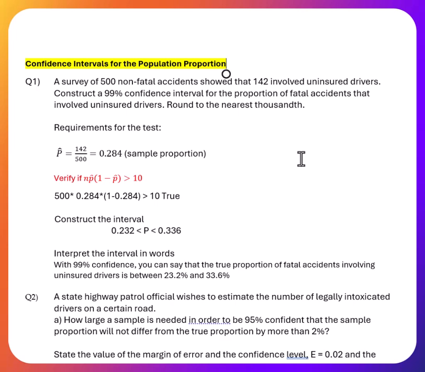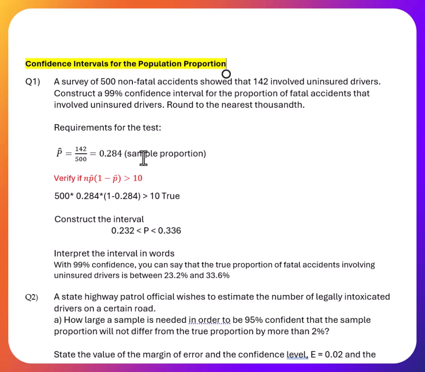Here's how we begin. First of all, we find what we call the sample proportion. It's the percent of non-fatal accidents that involved an uninsured driver. So it's 142 out of 500. You just divide those two numbers and you get 0.284, which is 28.4%. This is called the sample proportion, and it is also called a point estimate of the population proportion.